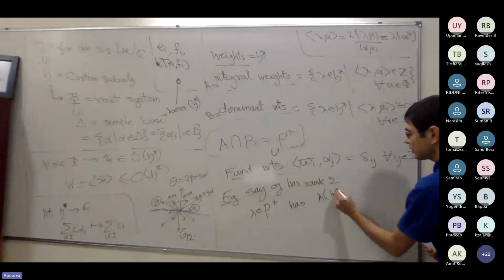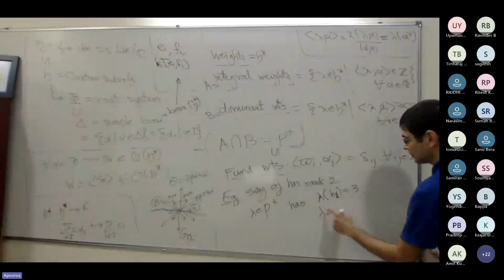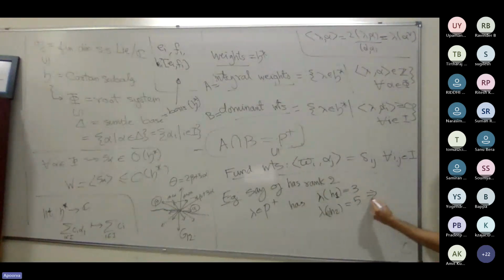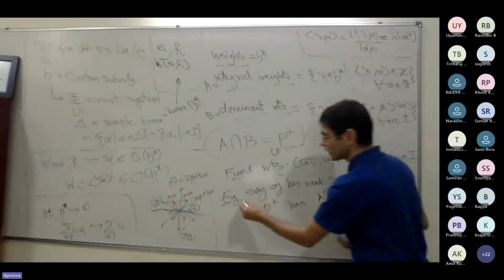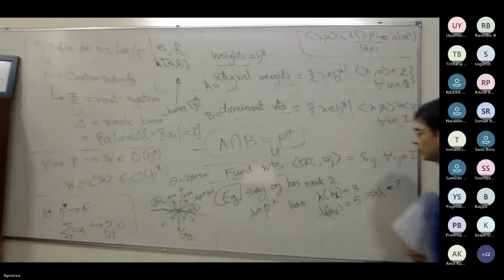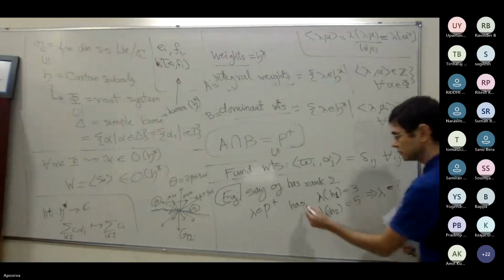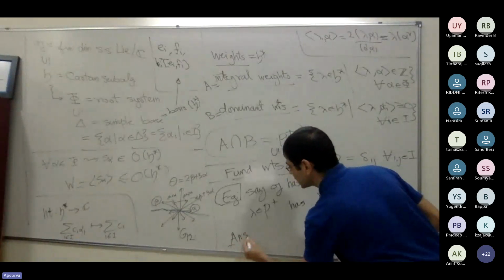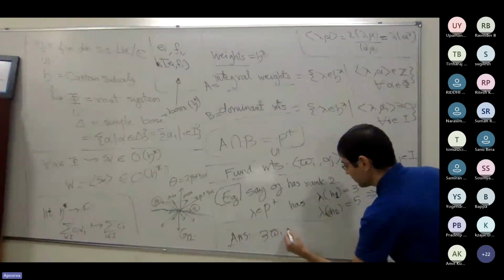Okay. So suppose lambda of H_1 is 3 and lambda of H_2 is 5. Can you write down lambda itself in terms of the fundamental weights? So maybe that's the first question I should ask people. So the answer is this. Call this lambda prime.